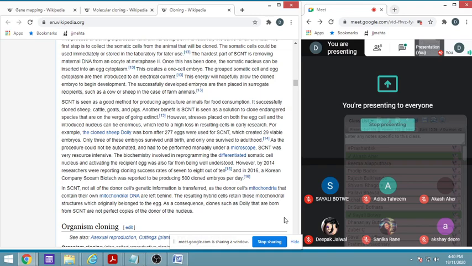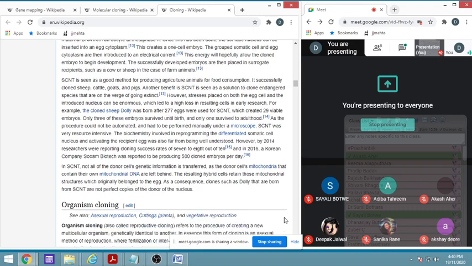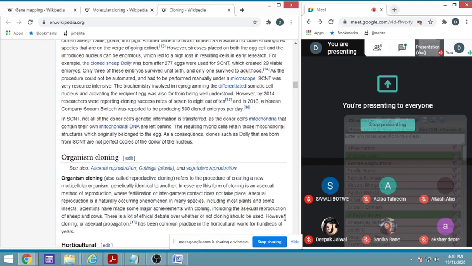Similarly, as for donor cells, the mitochondria that contain their own mitochondrial DNA are left behind, and the resulting hybrid cells retain the mitochondrial structures. And the clones such as Dolly that are born are not perfect copies of the donor of the nucleus. This is the biggest problem, because mitochondrial DNAs are separately present in the mitochondria. So these are the various ways.